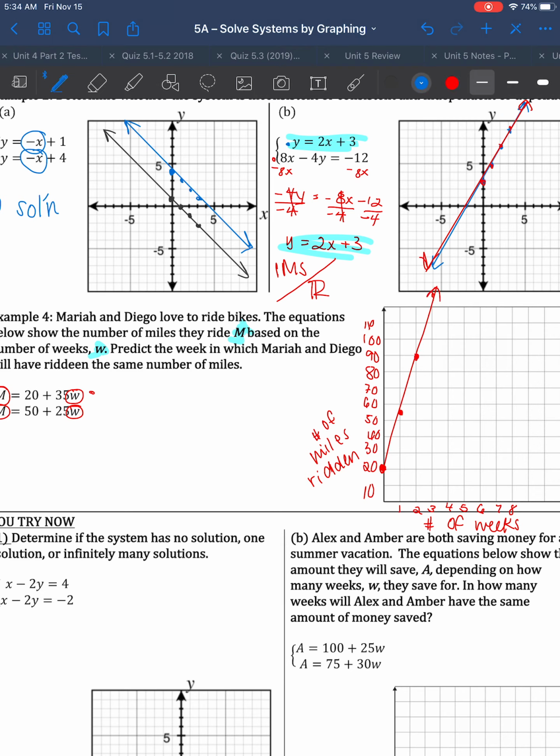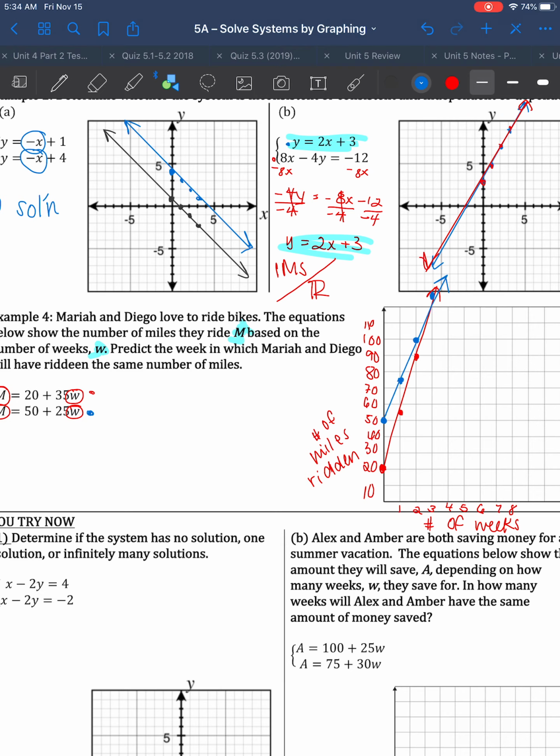There's my first line. Second line, I always put the little dot next to it so I know which line represents which equation. If you want to use different colors, you can too. So I'm starting at 50 for this one, and now I'm going up 25 for each week. So that would take me to 75, and then that would take me to 100. And then after that, that would take me to 125, which would be that point that's just off our graph.